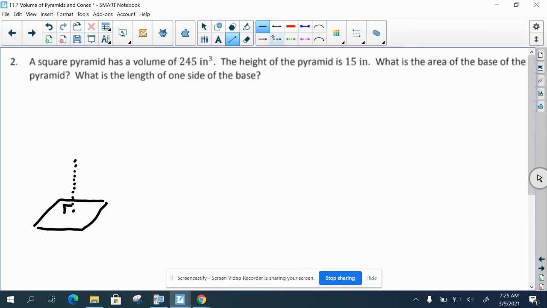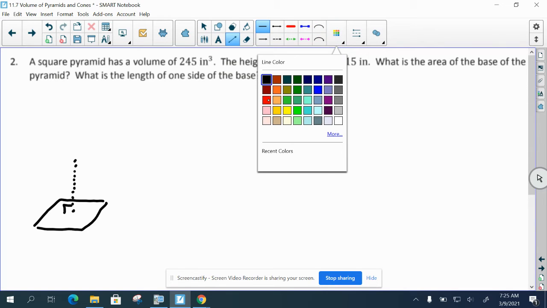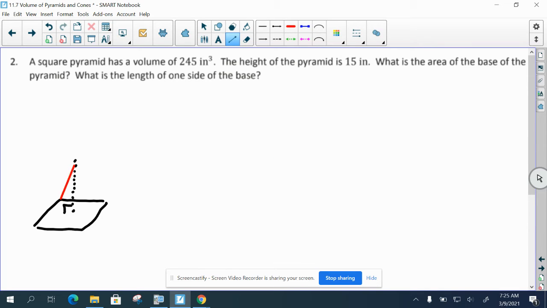And then I'm actually going to use a line tool so that I can make it nice and precise. You can always use a ruler or a straight edge. And then you would draw little lateral heights up to the vertex.